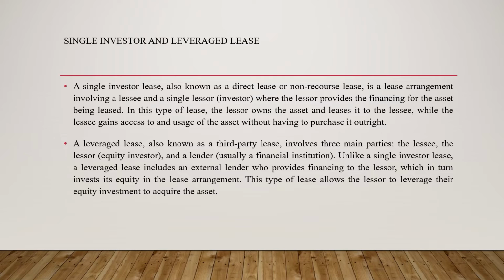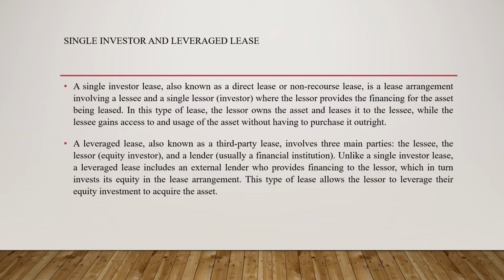Now, in contrast to it, when we discuss leveraged lease, it is known as third party lease, which involves three main parties: the lessee, the lessor who is the equity investor, and a lender, usually a financial institution. Unlike a single investor lease, a leveraged lease includes an external lender who provides financing to the lessor, which in turn invests its equity in the lease agreement. This type of lease allows the lessor to leverage their equity investment to acquire the asset.